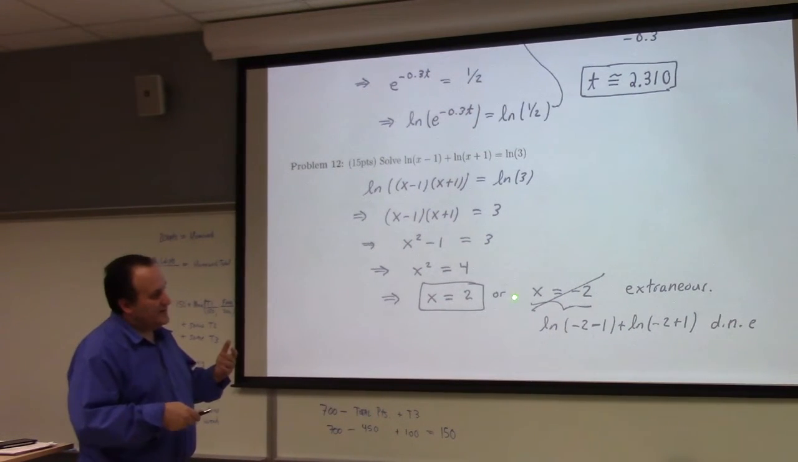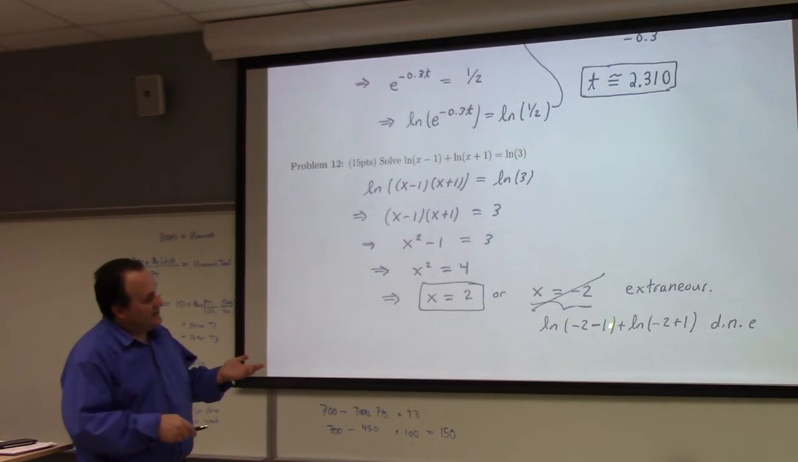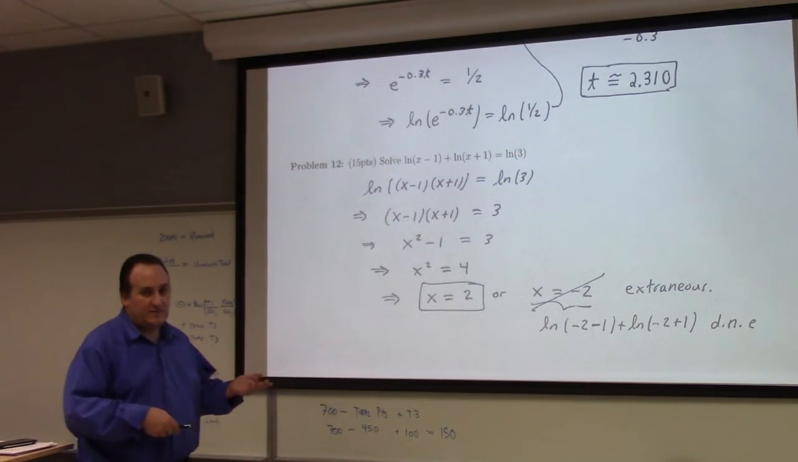But I didn't want to take points away from you because I've taken enough points in other problems. Now here, the minus 2 is extraneous because if I plug minus 2 into the given equation, I get logs of negative numbers, which is not allowed.